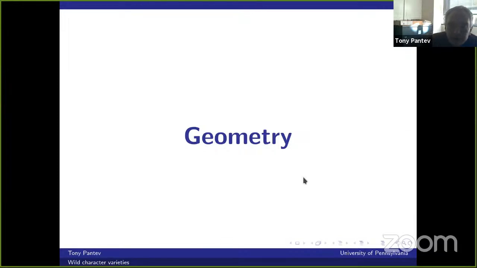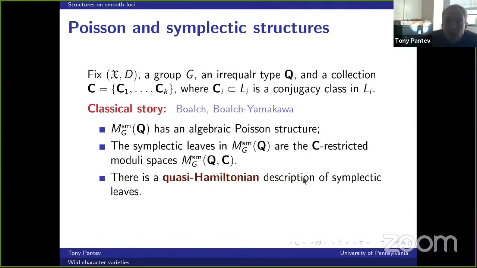Yeah, so let me talk about the geometry. I want to talk about how you can make these varieties nice and realize that they actually have Poisson structures or symplectic structures. So if you fix the data that gives you a wild character variety, a compact Riemann surface, a bunch of punctures, a group, a collection of these Laurent tails, and a collection of formal monodromies, then Boalch originally, and Boalch and Yamakawa in full generality, proved that the smooth locus of the wild character variety is actually an algebraic Poisson variety.